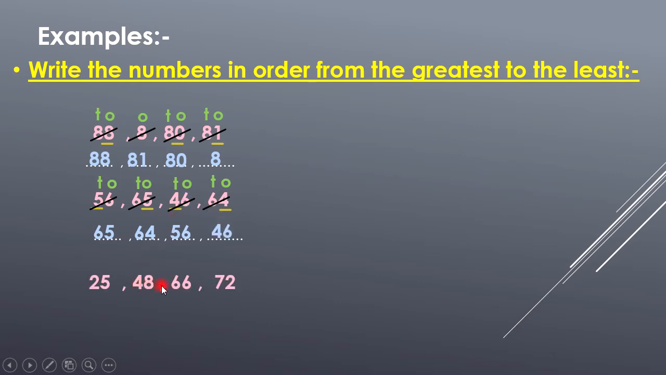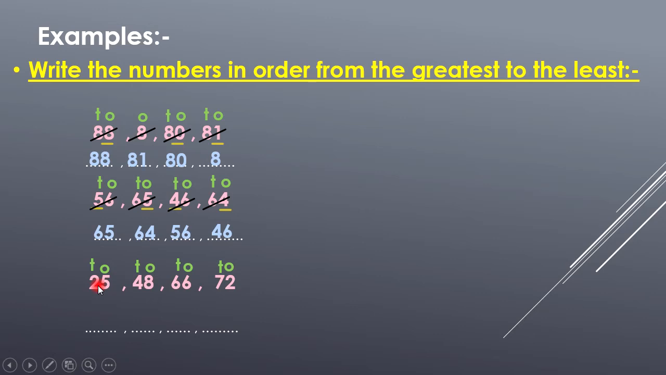Let's see another example. We said that at first we should put the homes. 2 in ones, 7 in tens, 6 in ones and 6 in tens, 8 in ones and 4 in tens, 5 in ones and 2 in tens.